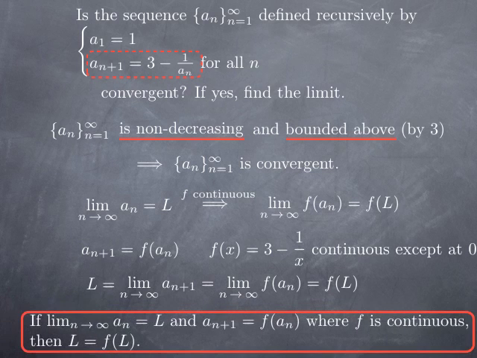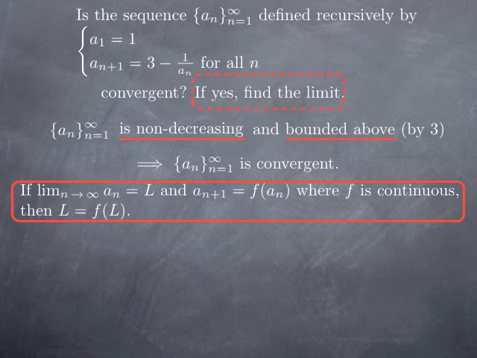So what we have proved here is that if we have a convergent sequence that is defined recursively by a_(n+1) equal f of a_n, where the function f is continuous, then the limit L of the sequence is necessarily a fixed point for the continuous function f. Fixed point in the sense that L equal f of L. So we're going to use that to find our limit.